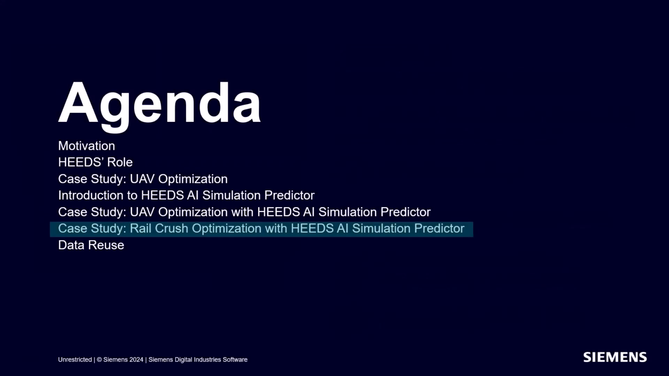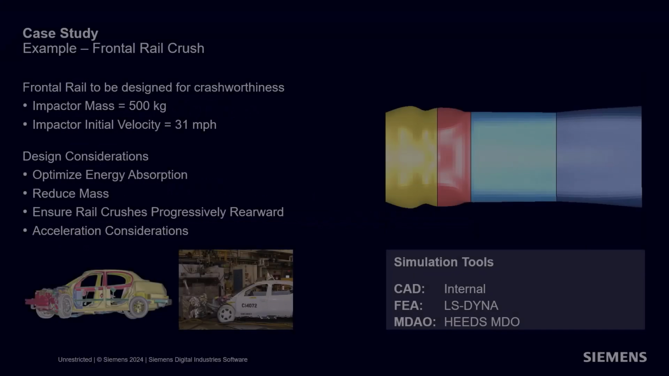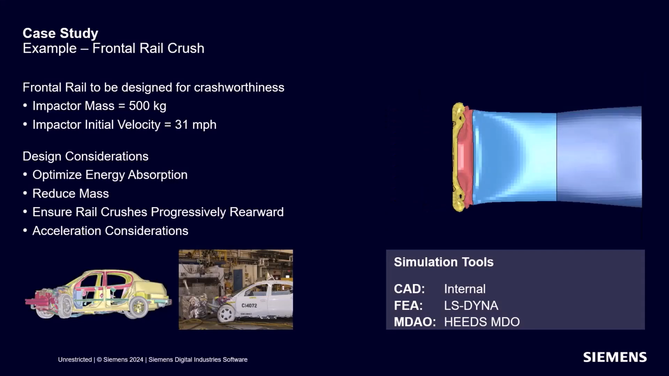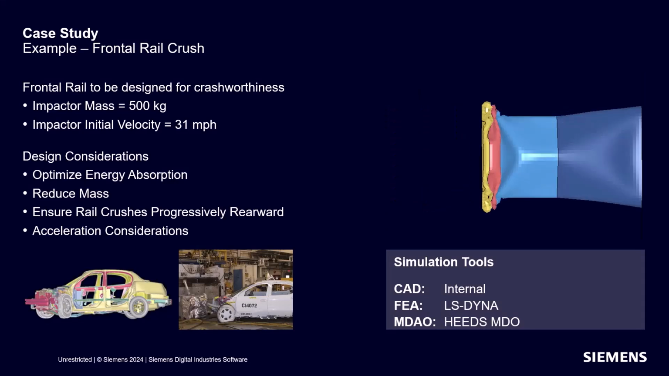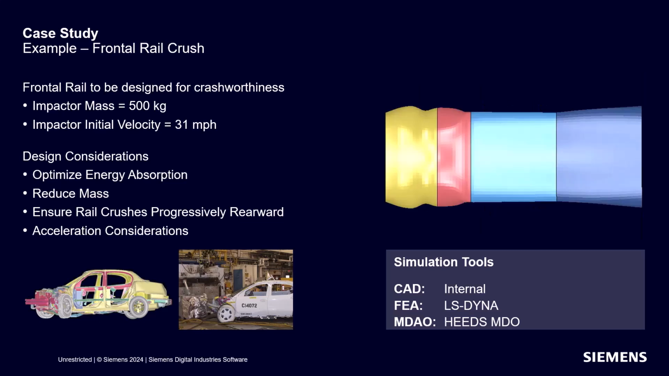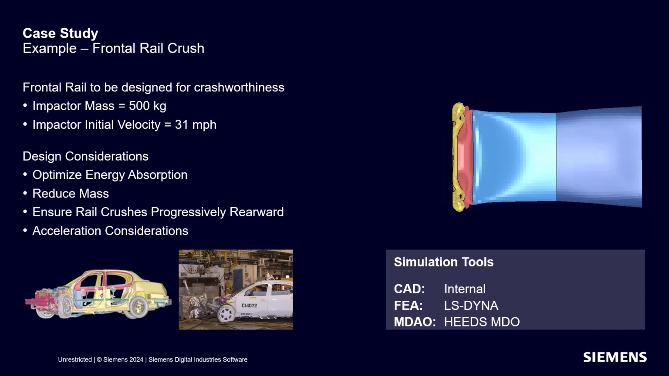Let's look at a second example of leveraging the HEEDS AI Simulation Predictor to discover better designs even faster. It should be noted that the second example we are going to look at has entirely different physics than the first example. Here, we are solving an automotive structural problem using the LS-DYNA explicit crash solver for finite element analysis.